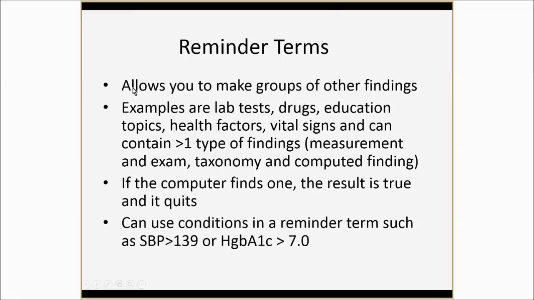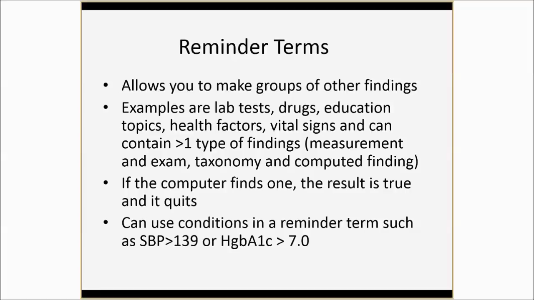Reminder terms allow you to make groups of other findings. Examples are lab tests, drug, education topic, health factors, vital signs. It can contain more than one type of finding. You can put a measurement and an exam, a taxonomy, or even a computer finding. So you can put a lot of different types of findings within a term. If the computer finds one, the result is true, and then it quits.